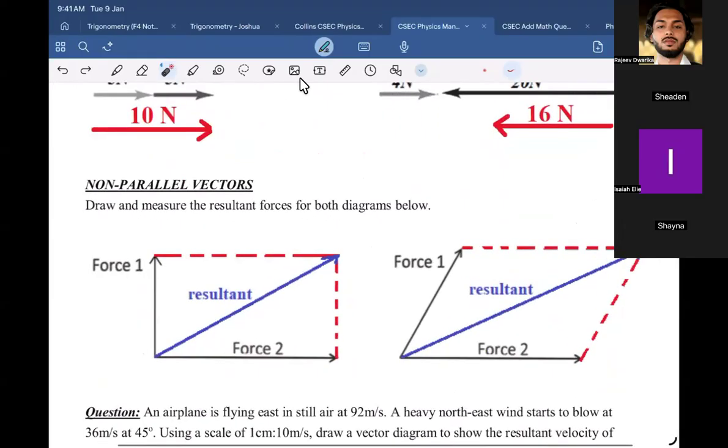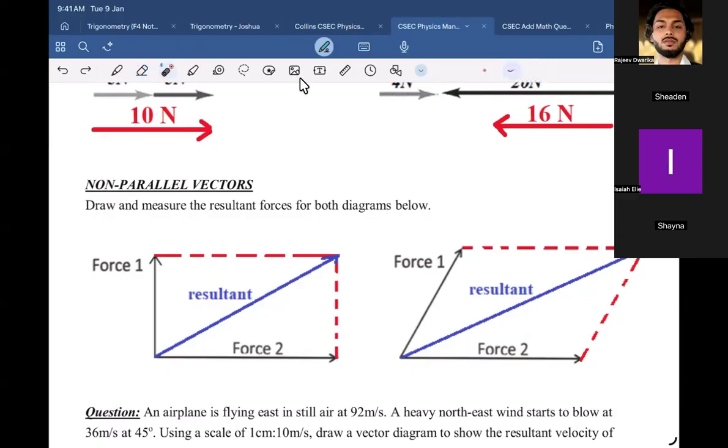Let's look at non-parallel vectors now. Did you all ever do something like this? Yeah or no? No, sir. Okay. Isaiah, what about you? Yeah. Okay. Shay, what about you? Did you do non-parallel vectors as yet? I feel like I was probably introduced to it, but I want to say no. No, okay.